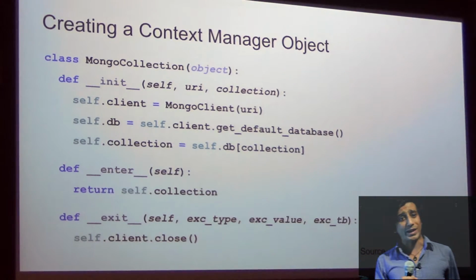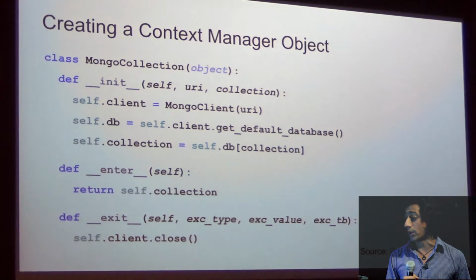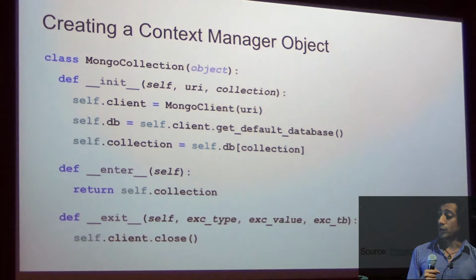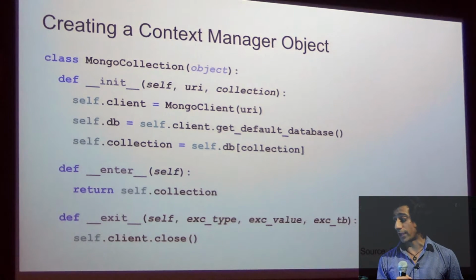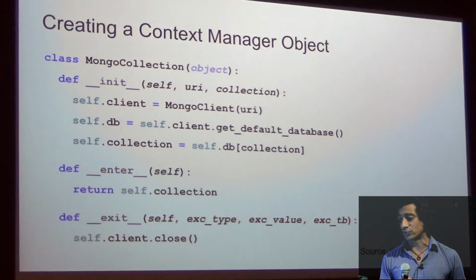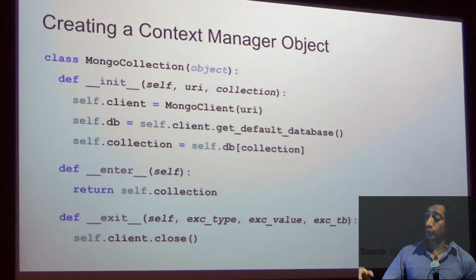We'll start off by creating a class, call it a MongoCollection class. We'll create 3 methods. The dunder init method sets up the connection to Mongo and links to the collection that we actually want to query. The dunder enter method returns a reference to that collection, and then dunder exit just closes the connection to the database.